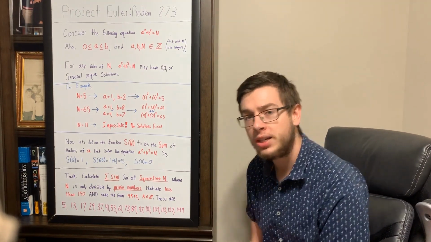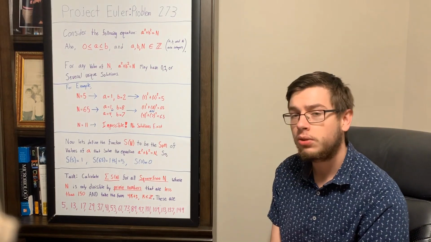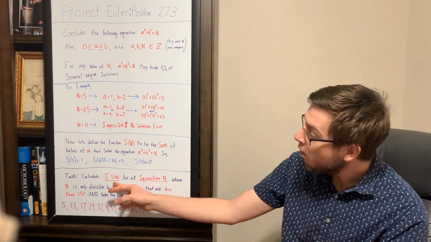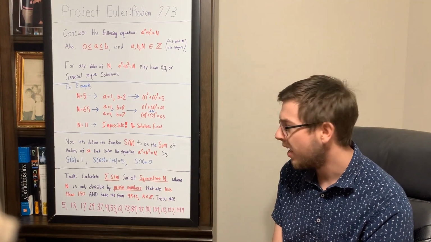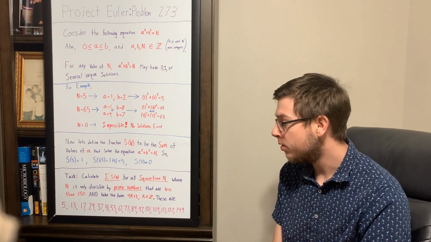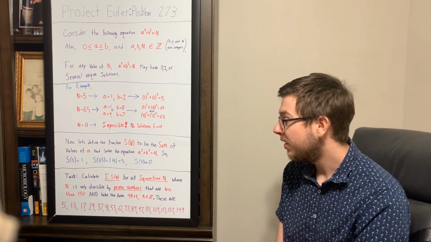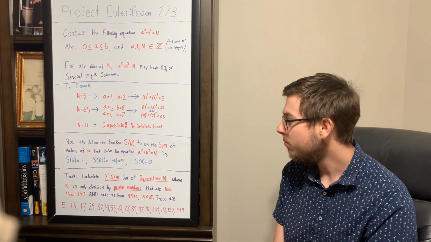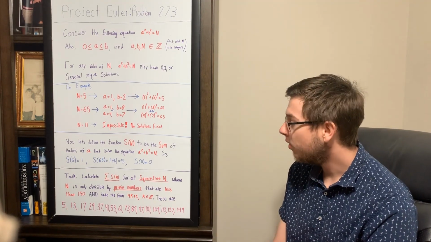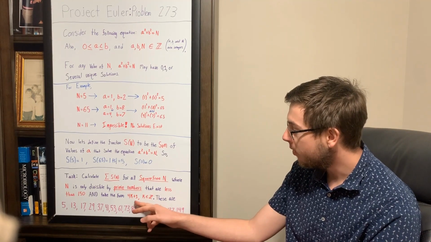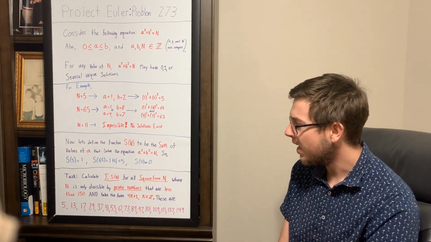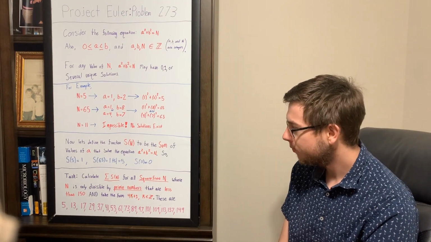So here is the objective that problem 273 tasks us with. Calculate the sum of all s of n for all square-free n, where n is only divisible by prime numbers that are less than 150, and take the form 4k plus 1, where k is some integer. Now that's a lot to take in, so let's break down some parts.